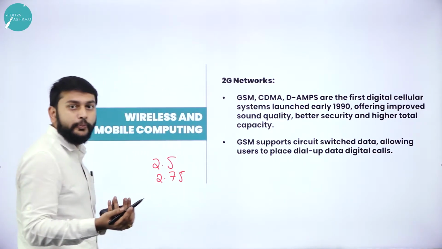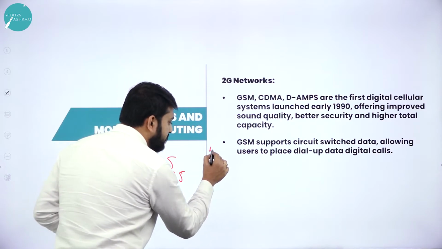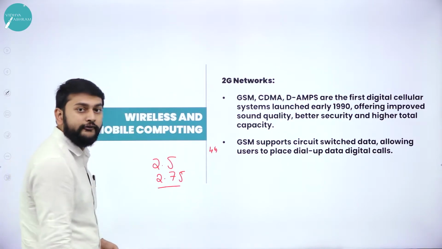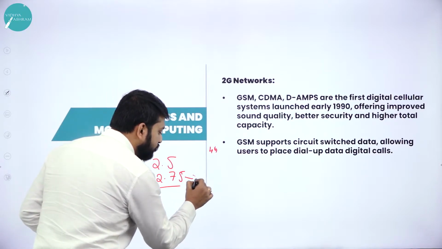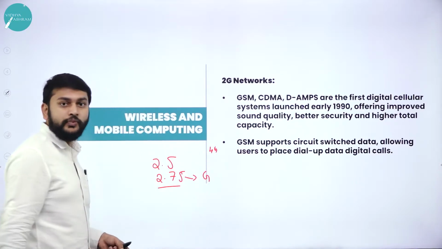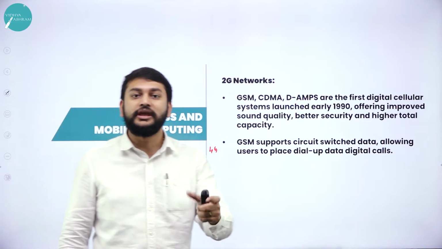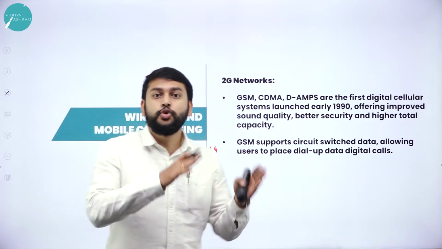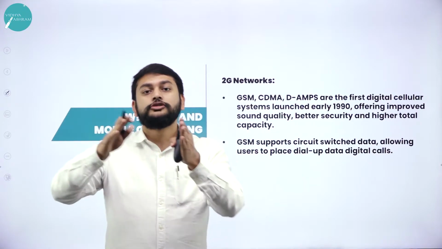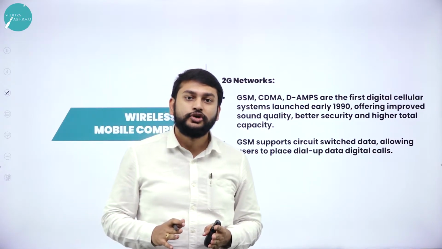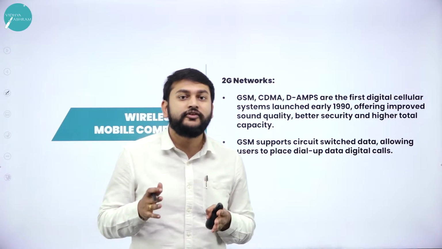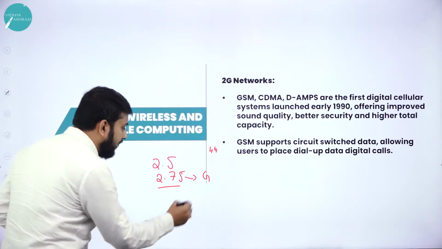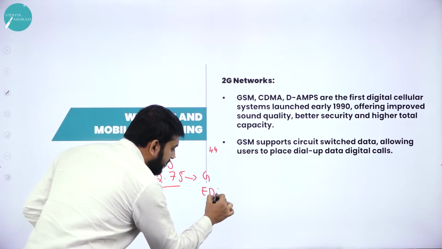Now in your mobile you would have seen at the top that you are getting 4G. Before that, when you were using 2.5G, you used to get only G, which represents GPRS. Then after 2.5G, we moved on to 2.75G. What happens in 2.75G? We started using E, a technology called EDGE.